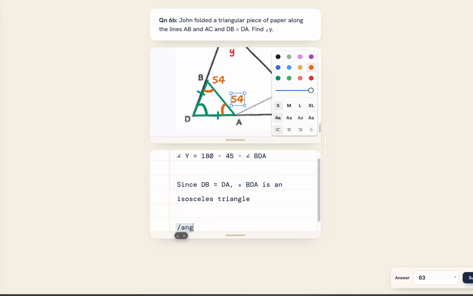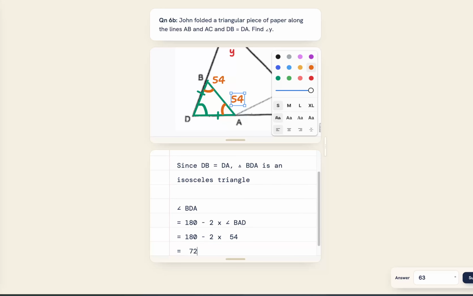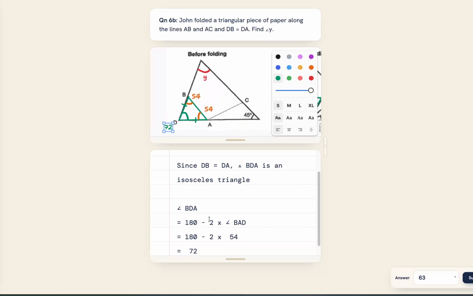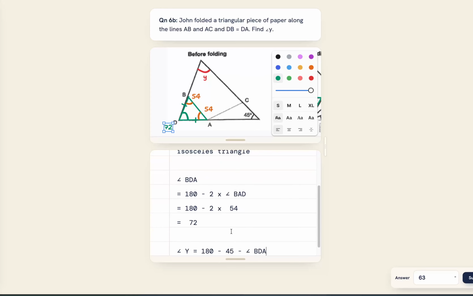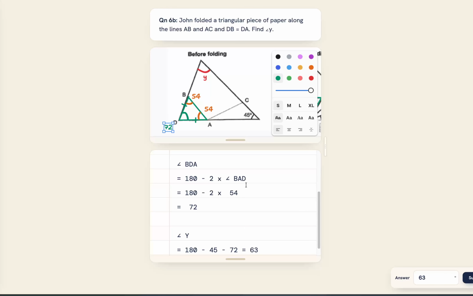So since we know angle BDA is equal to 180 minus 2 times angle BAD. Do we know angle BAD? Yes, we do, which is 54 degrees. Sorry, this is not divided by 2, it's just 2 times BAD. So this will then be equal to 72 degrees. So now we know this corner angle, we can find angle Y. Earlier, we know the equation for angle Y is 180 minus 45 minus angle BDA, which is 72. And this will be equal to 63 degrees. Okay, there you go. So that's the answer, 63 degrees.